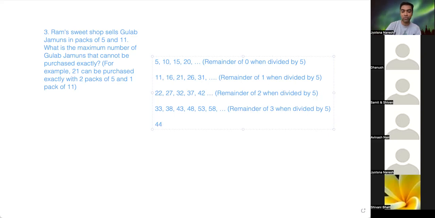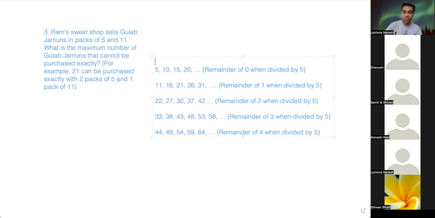Close. Yeah, it should just be 44, right? So 4 times 11. Good. Yeah, 44, 49, 54, 59, and so on. So what is true here? The remainder is always 4 when divided by 5. Okay, so let's just quickly note, all of these are possible combinations, right? So these are all the numbers we can make with 5s and 11s.